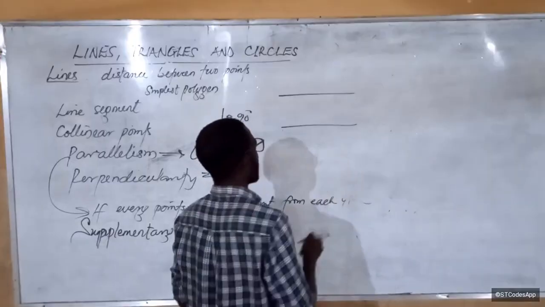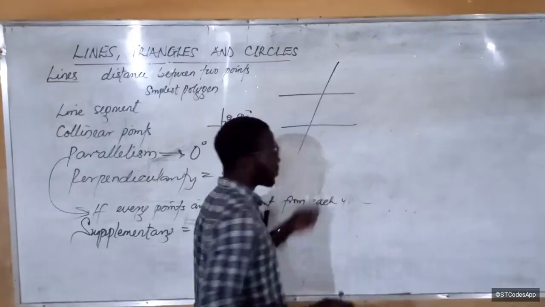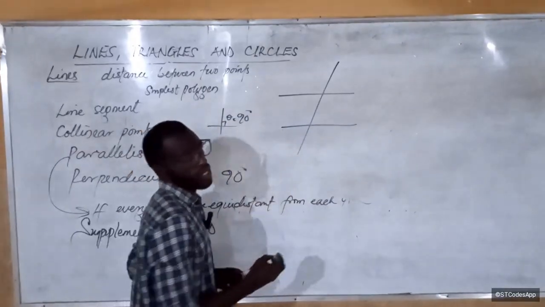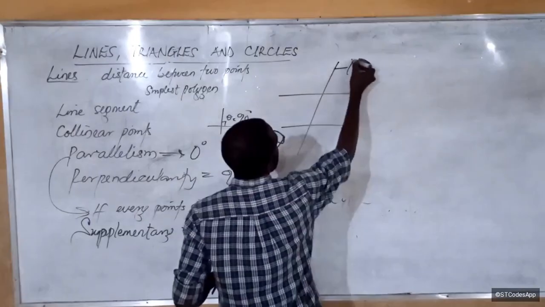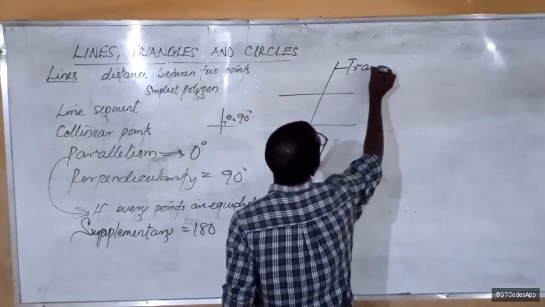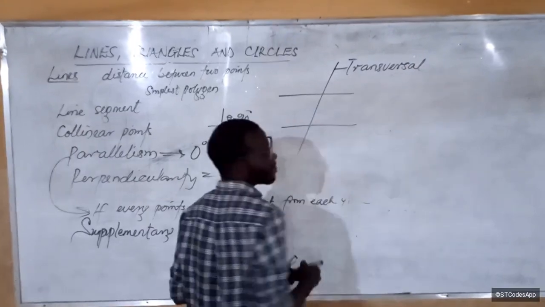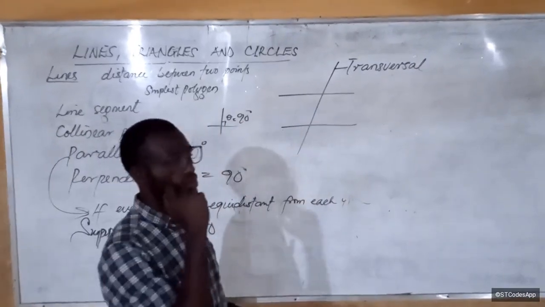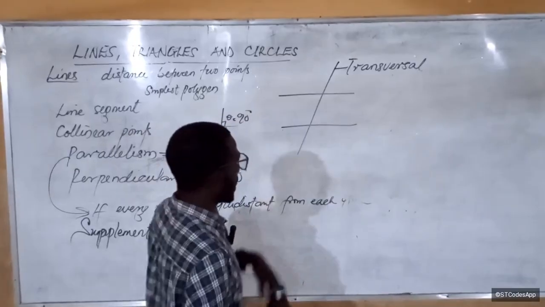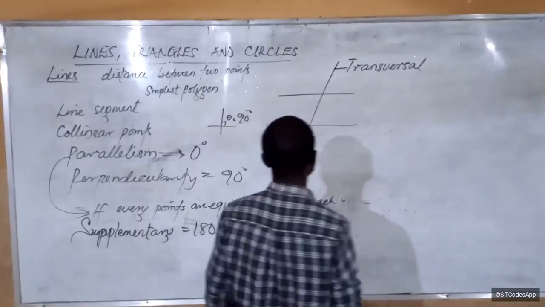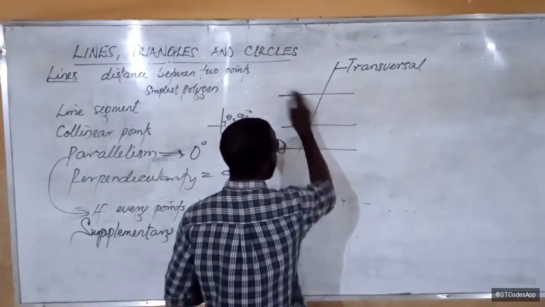So in most cases, you are going to see a line cross both of them. That line is called what? A transversal. Do you understand? So this line crosses. Now I told you it could be more than this, right? It could be more. It could be more.